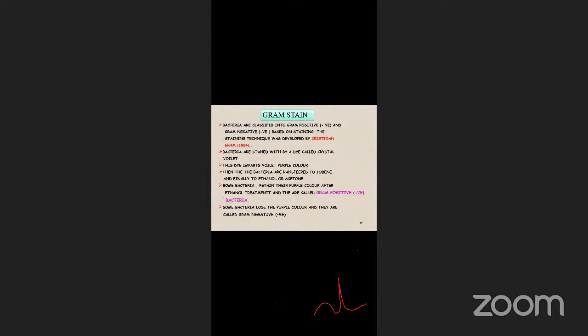I will explain in the practical classes. Generally, the bacterial cell wall consists of some phospholipids, so these bacterial cell walls retain the purple color. So it is called gram-positive, and some bacteria lose the purple color and they are called gram-negative. These experiments are practical. This is the major experiment in the practical exam: how the color changes, how some bacteria lose and how some bacteria retain these colors.